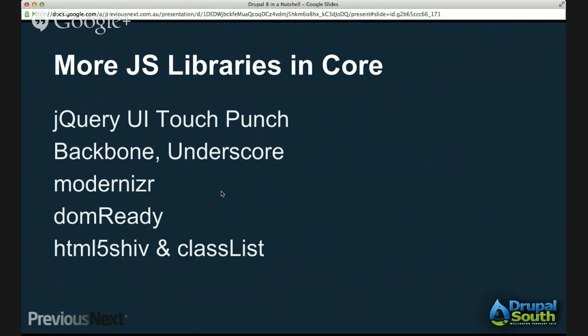One of the key ones I think is the Backbone and Underscore libraries, and I think that's there for the quick edit functionality, the in-page editing. But that is going to make a big difference for front-end developers. It's a really good way to keep your JavaScript well structured, especially if you're doing a lot of JavaScript, like the in-place editor is doing. And as we mentioned before, there's HTML5 Shiv and backwards compatibility with those standards.